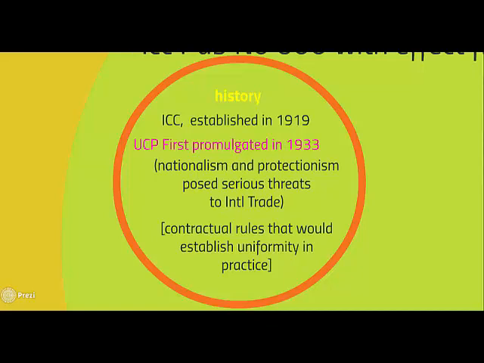Why was it published? It was published because the nationalism and protectionism practiced by various nations posed serious threats to international trade. The contractual rules that the various nations and states had established were preventing uniformity, and so there was a need for some standardization of the rules, and so the UCP was first promulgated in 1933.